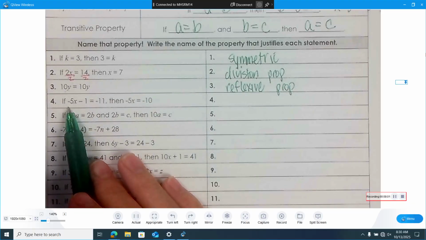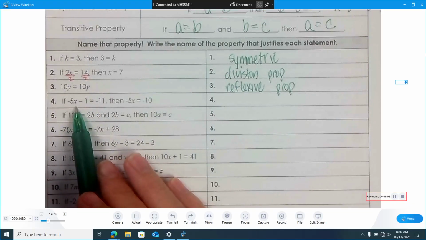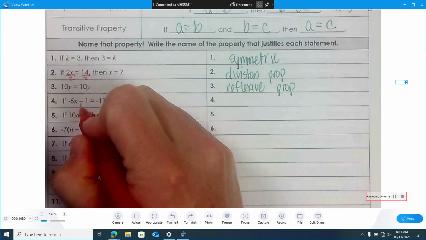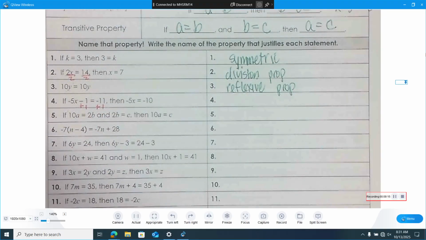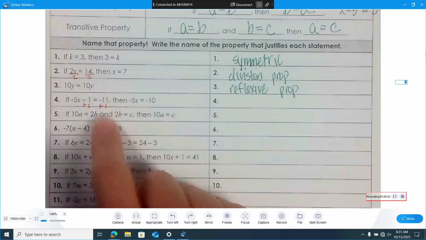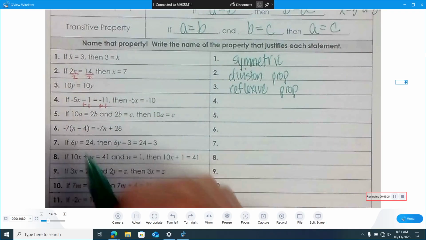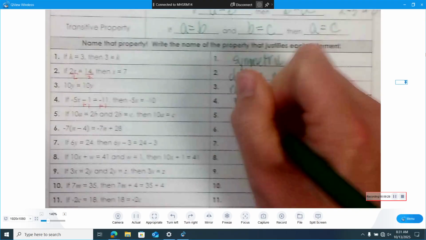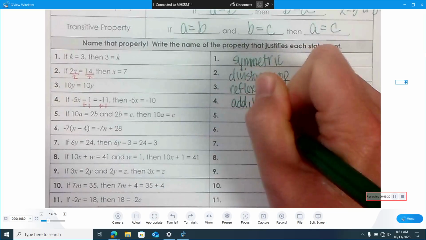Number 4, we have this equation, negative 5x minus 1 equals negative 11. Imagine if you were to try to solve that. What would you do? You would add 1 to both sides. And is that what they did to get negative 5x equals negative 10? Yeah, so what property did we use to do that? We added 1 to both sides. So that would be the addition property of equality.